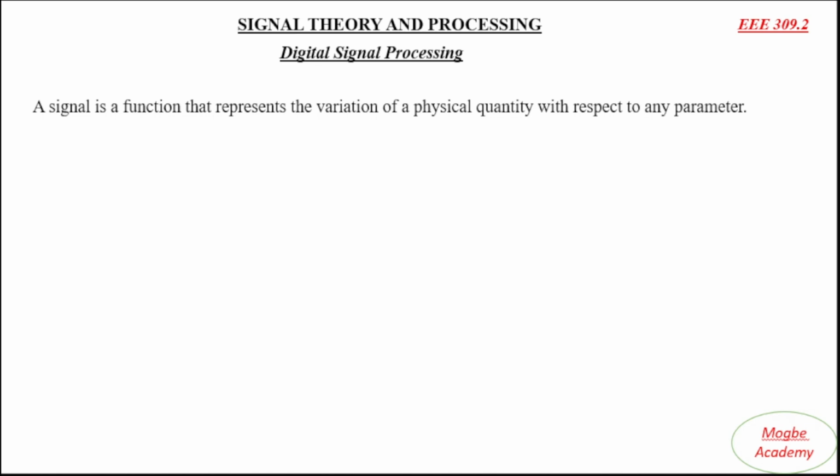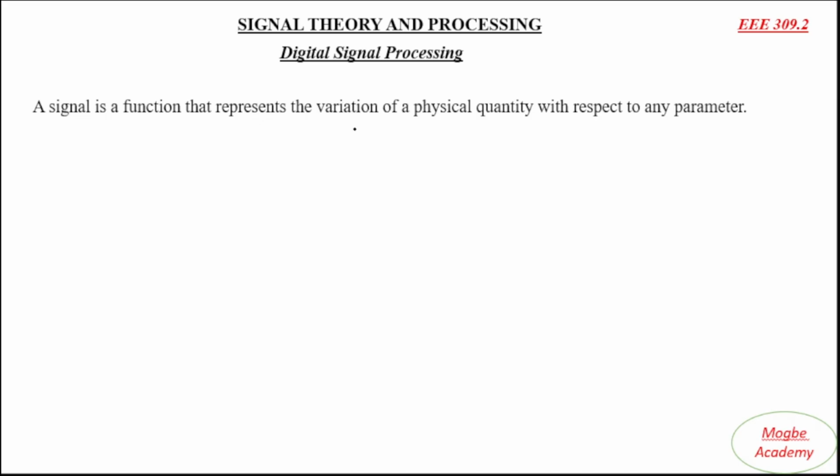Let's talk about digital signal processing. Before we talk about digital signal processing as a whole, let's first consider what a signal is. A signal is a function that represents the variation of a physical quantity with respect to a parameter.